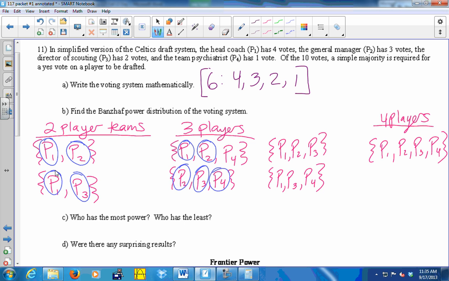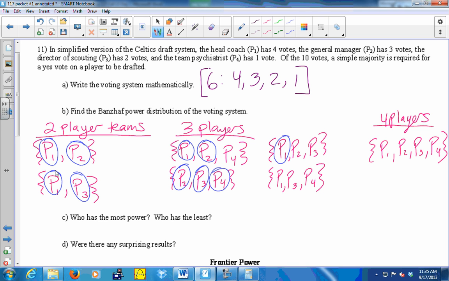All right, 1, 2, and 3, that's 4, 3, and 2 votes. If player 1 leaves, do 2 and 3 have enough? No. So player 1's critical. If player 2 leaves, do 1 and 3 have enough? Yeah, they have 4 and 2, so they still have 6. And if player 3 leaves, do 1 and 2 have enough? If player 3 leaves, that leaves player 1 and player 2, which have 7 votes together. So player 3 is not critical. Okay, they can leave. Good riddance.